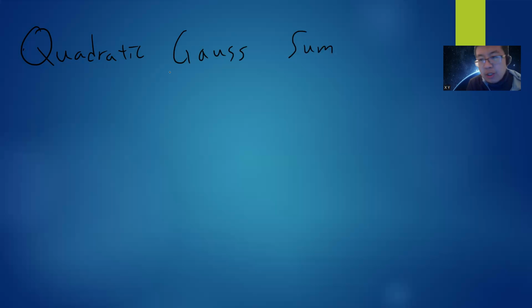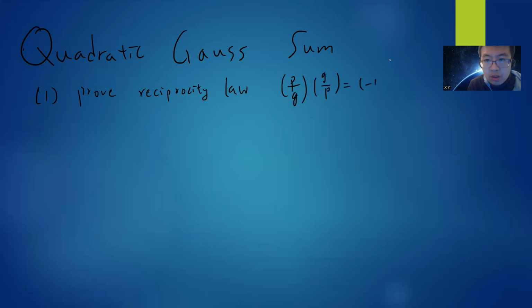Now, this can connect to very deep mathematics, but in this video, let's just talk about the definition, starting from this quadratic Gauss sum, and the proof. Basically, I want to use this to prove the reciprocity rule. So we want to prove that (q/p)(p/q) = (-1)^((p-1)(q-1)/4).